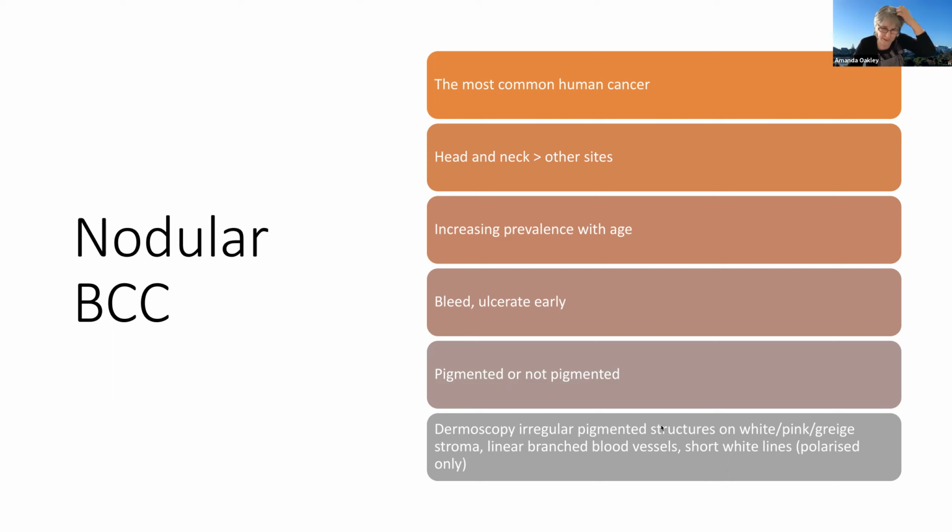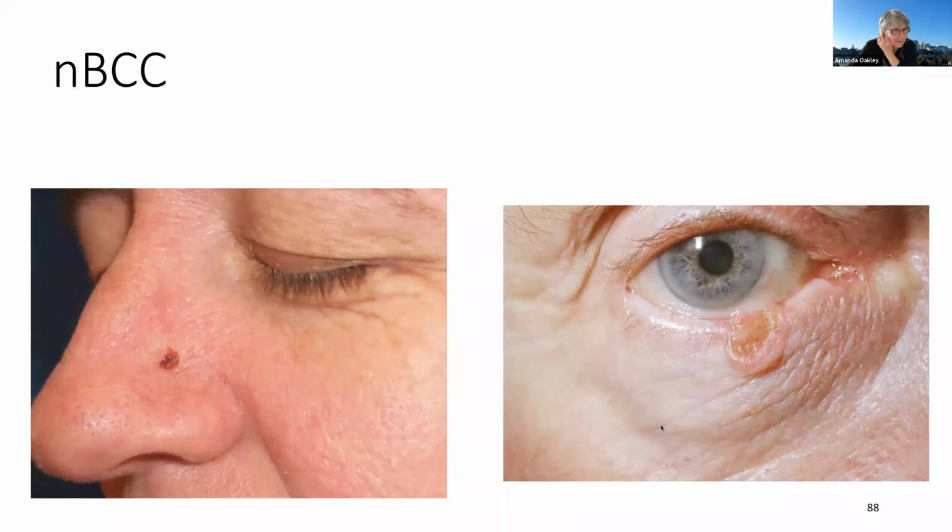Dermoscopy has some very important characteristics. Irregular pigmented structures, if there is pigment, on a pink, gray, or white background, a shiny stroma. Through the stroma can be seen linear vessels. So with this SCC in situ, we saw rounded vessels, but in a basal cell carcinoma, we see linear vessels. So a basal cell carcinoma can ulcerate early.